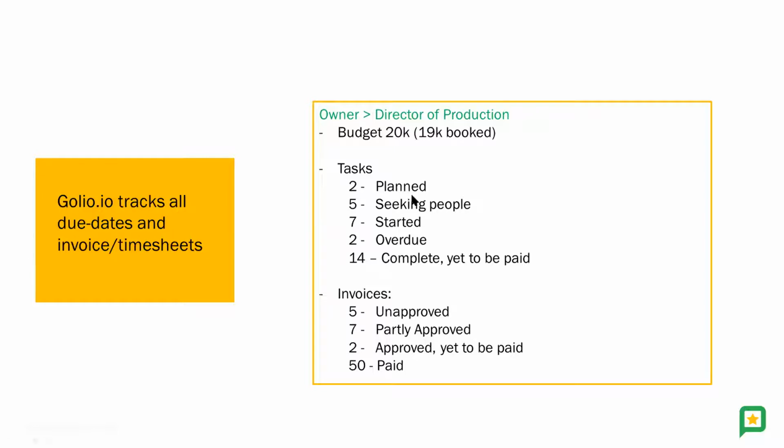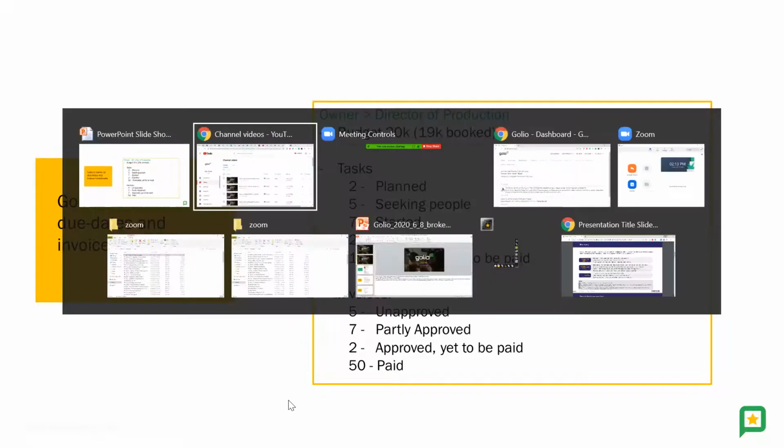We also have dashboards which allow you to manage everything. It's going to give you an overview. So we can see how much of our budget is booked. We can see the status of all the work. We can see the status of all the invoices. Having everything organized is just killer. And giving people public recognition at the same time, it has a huge, huge impact on projects.